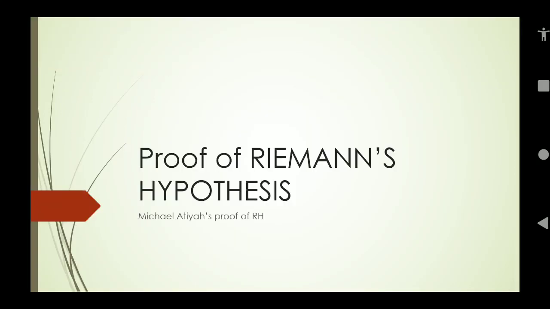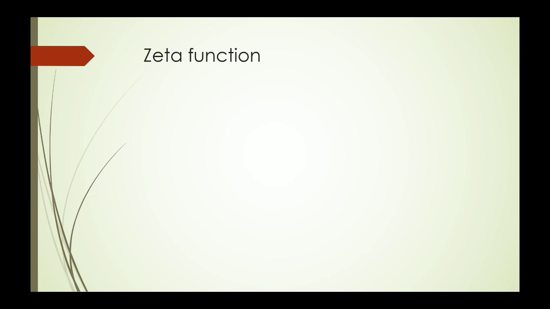Hello. In this video, we will be discussing the overview of the proof of the Riemann hypothesis provided by Sir Michael Atiyah. The Riemann hypothesis remains one of the unsolved problems in mathematics and is also one of the million-dollar questions. Now let's first get a glimpse of the zeta function, which forms the heart of the Riemann hypothesis.